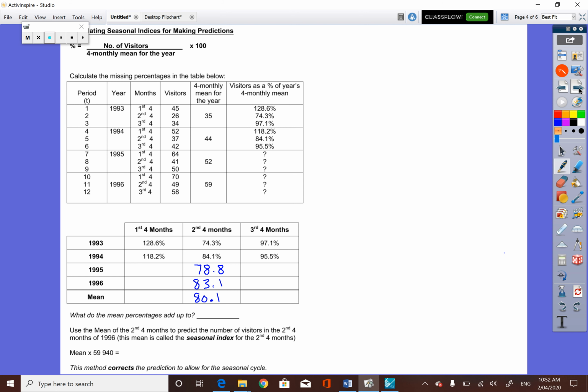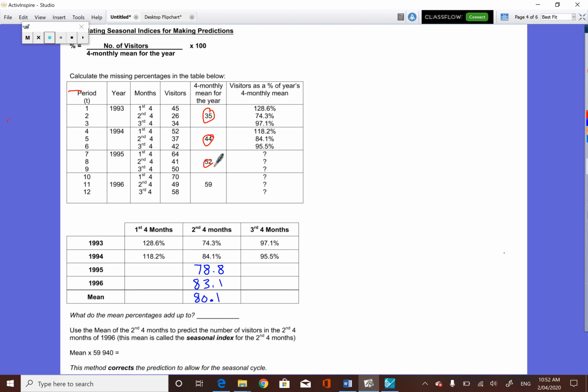So to find this number, what we've done in each of these, as you can see on here, is these here are just the average number of visitors for that whole year. So you add up the 3 for the year, divide by 3, and you get that number. Now to find the percentage of the 4 monthly mean, all I'm doing here for the first one, for example, would be 45 divided by 35 times by 100. So you're finding that as a percentage.